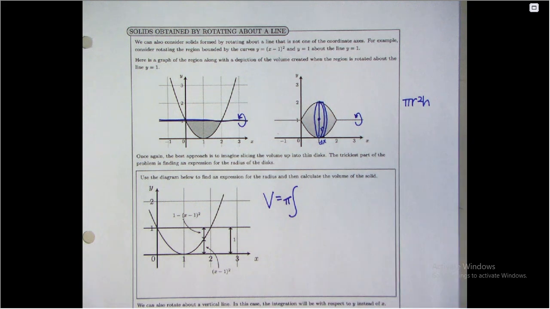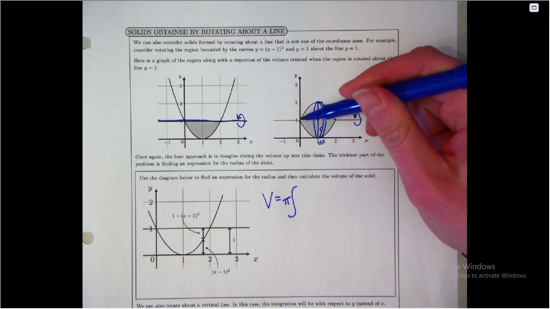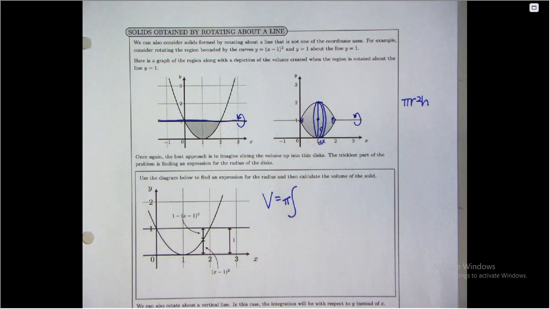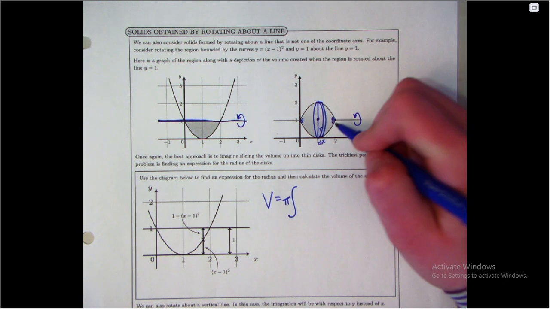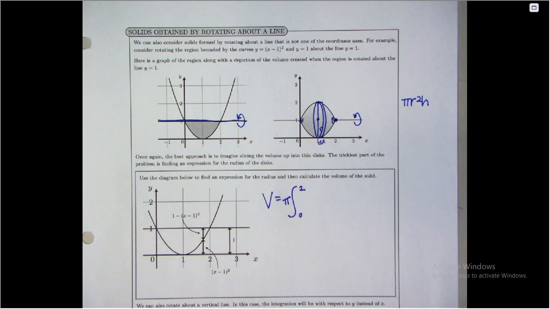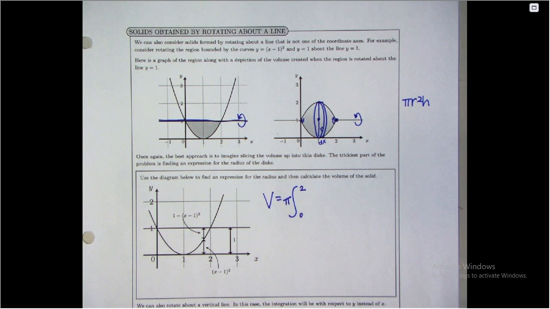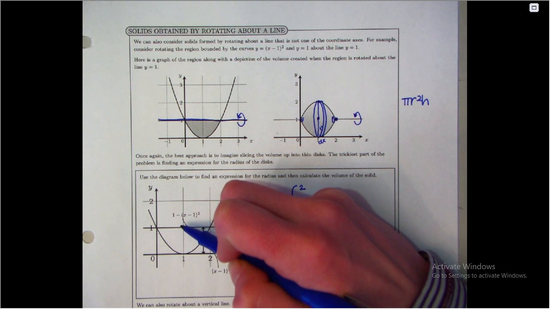I'm still going to set up my volume equal to pi times, right? If I thought about drawing my cylinders, I would have the very smallest one over here towards 0, and then they'd grow bigger, get smaller again, and disappear when I got to 2. So we'll integrate from 0 to 2. And then I want to think about what that radius should look like.